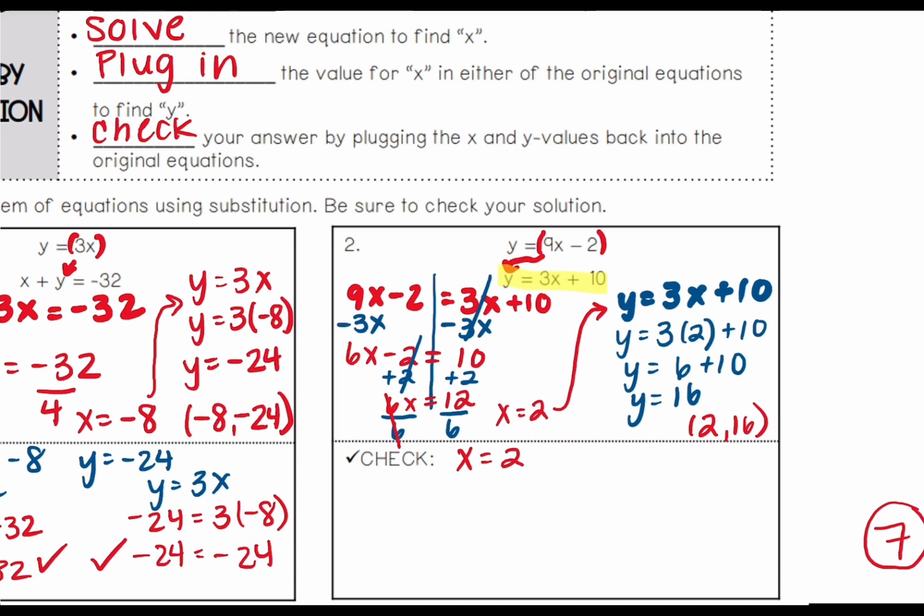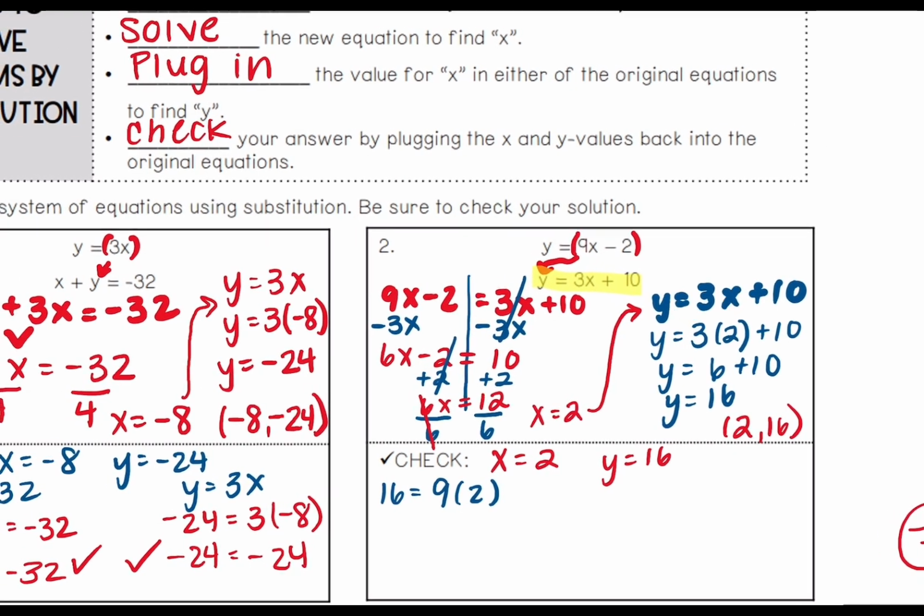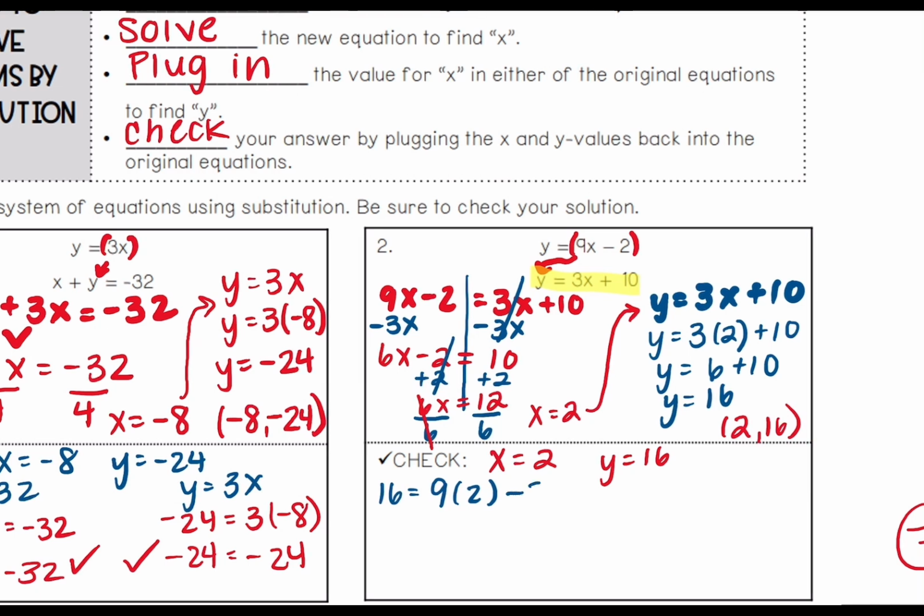Check it. If x was 2 and y was 16, what would happen to both of my equations? Well, my first equation would be 16 equals 9 times 2 minus 2. And I'll have for my other equation, 16 equals 3 times 2 plus 10. So those are my two equations, but now I replaced x and y with the numbers we have for x and y. So let's see if I get true statements.